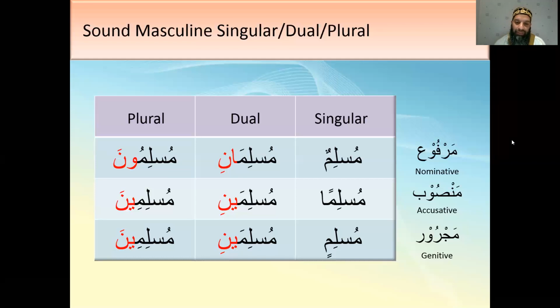Right, so this is what we have to learn. I'm going to ask you in your test, inshallah. Muslimani, I might say, I can't remember what the test is now. It's like Muslimani. Translate it, please, and tell me what case it is. So you should be able to say Muslimani means two Muslims and the case is marfu. Okay?